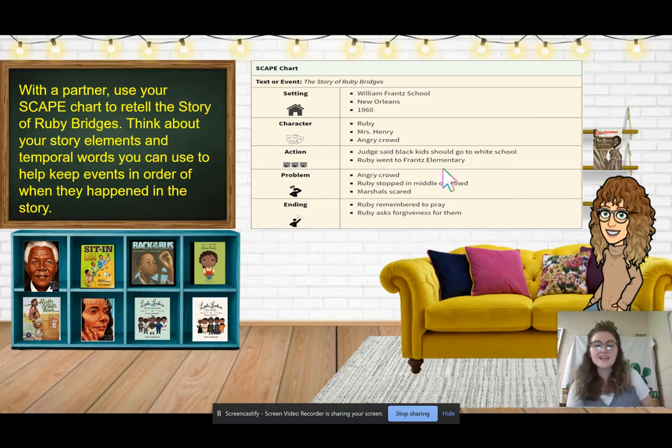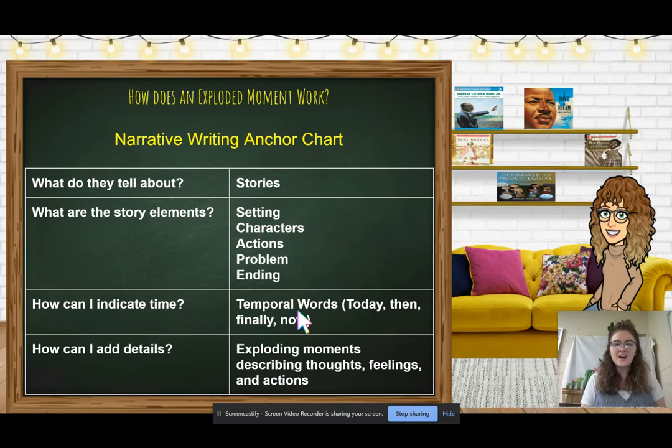Then we could talk about the actions of our characters, the problem that the character faces, and how our character responds to those problems, and then finish our retelling with an ending. So you can use this scape chart to organize your thoughts for retelling verbally with your words out loud or with your written words. All right, so yesterday in our last lesson, we talked about exploded moments and how that is an important feature with adding to narrative writing.